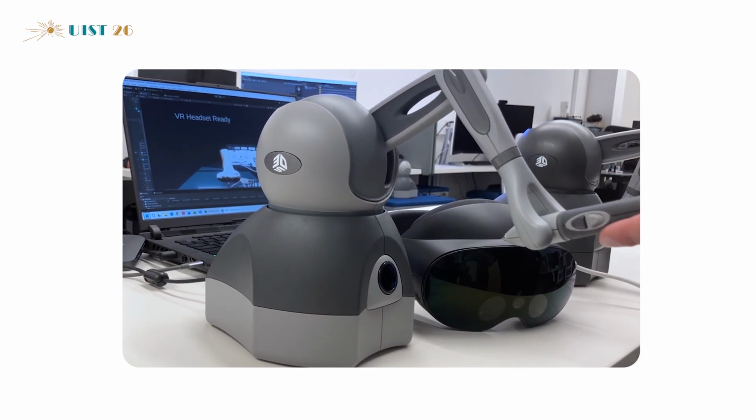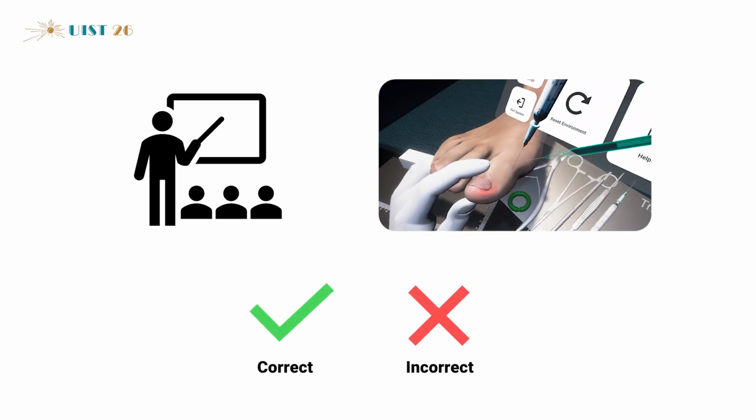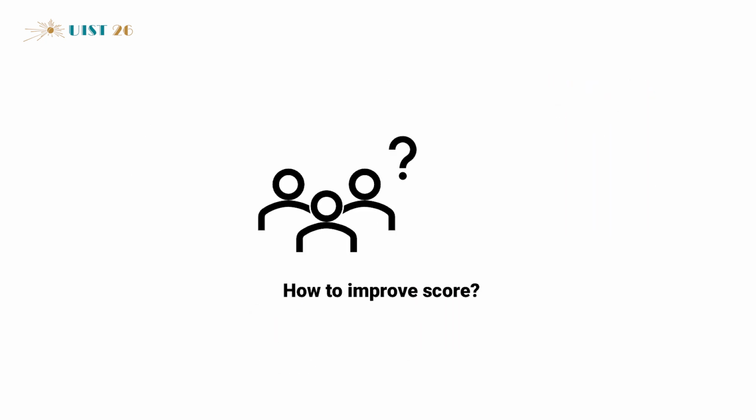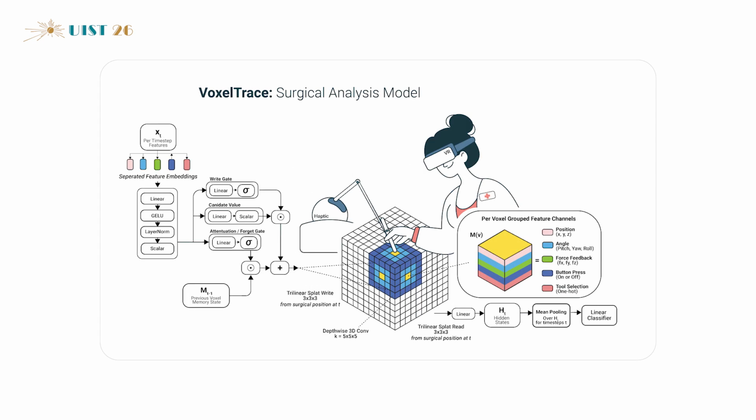Yet, user evaluation in these environments often relies on instructor observation, replay, or fixed scoring, making it difficult to see where a trainee's attempt may have diverged from the goal and why. VoxelTrace addresses this by learning and forming its AI prediction through a world-aligned voxel memory.